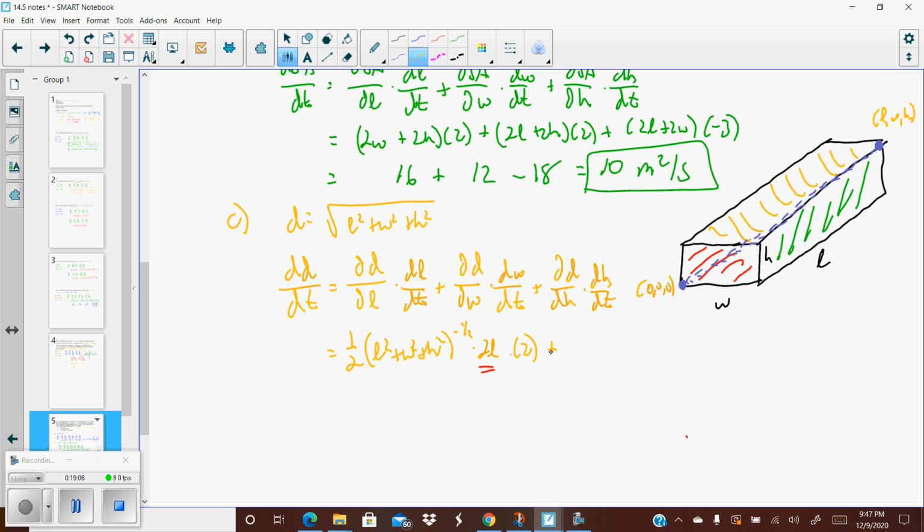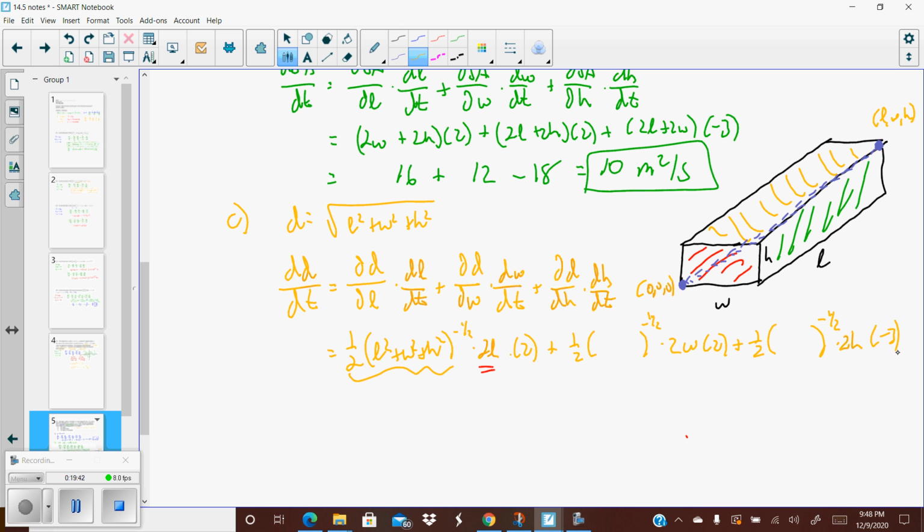Okay, the derivative of D with respect to W, once again, it's all of this, so that doesn't change. So it'll be 1/2 that whole thing to the negative 1/2. I'm being lazy and not writing it out, times 2W. And then the partial of W with respect to T was also 2. Plus 1/2 that whole thing to the negative 1/2 times 2H. And the derivative of H with respect to time, I remember this time, is -3.